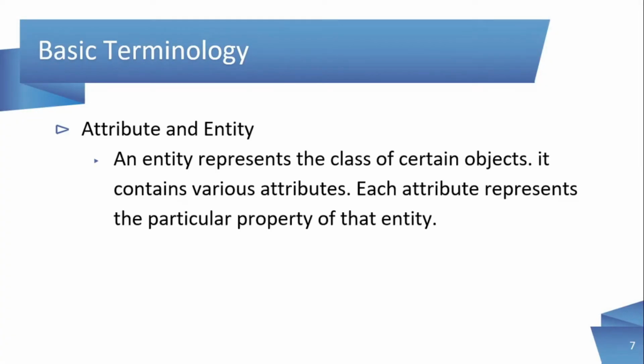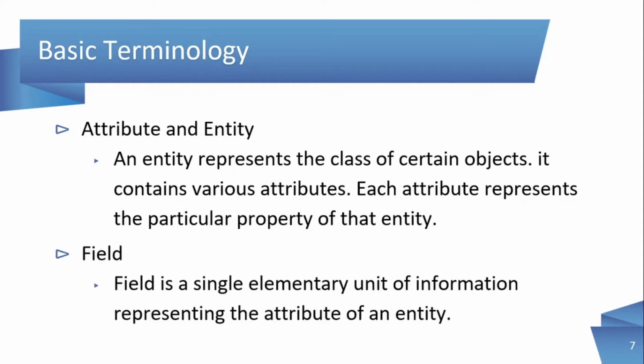Attribute and entity. An entity represents the class of a certain objects. It contains various attributes. Each attribute represents the particular property of that entity. Field. Field is a single elementary unit of information representing the attribute of an entity.